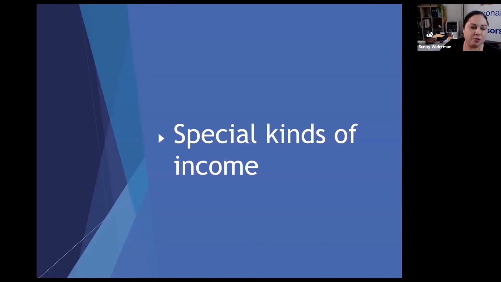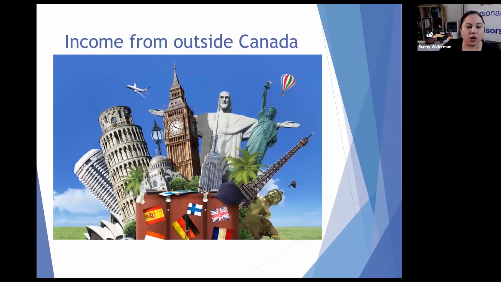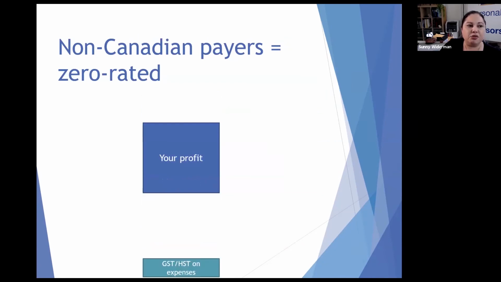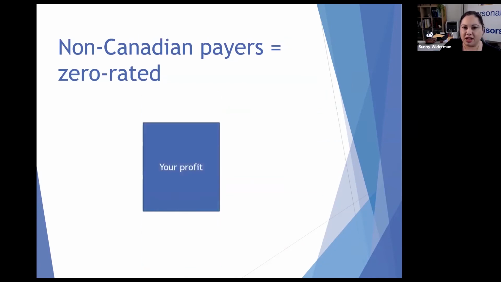Let's talk very, very briefly about special kinds of income. One is income outside of Canada, which we have actually already discussed. Income outside of Canada is taxable on your Canadian return. It is part of the $30,000 GST limit. It counts toward that limit. But it is like being paid by an American. It is zero rated. You don't charge them the HST, and you can claim back the GST or HST on expenses related to that income.